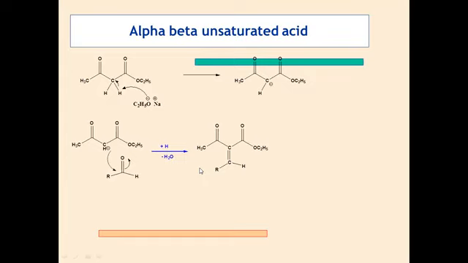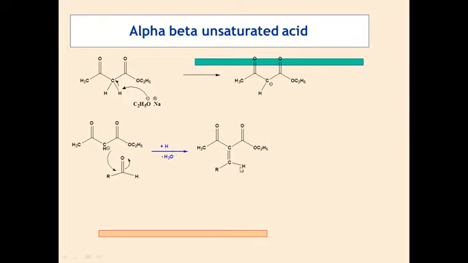Knoevenagel condensation. So as soon as, see here, it is simple, there is only a formation of a double bond. You see here, H is to be added here. So this is H, this is O, and this is also H. Now there is a removal of a water molecule. In the first step, addition of a hydrogen, and in the second step, removal of a water molecule takes place, and here you will get this product.